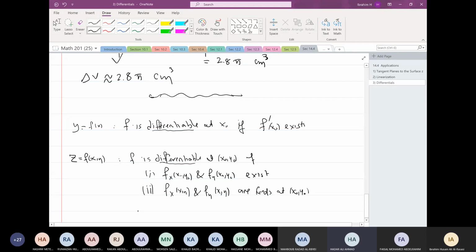Now, it says differentiable if the derivative exists, the first condition. Can you give a simple example of when the derivative does not exist? I can make one for you. Take for example f of x, y equals absolute value of x plus absolute value of y. Take 0, 0 for example. It will not work.